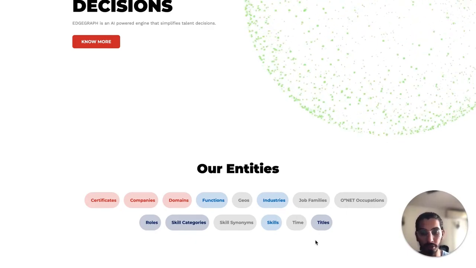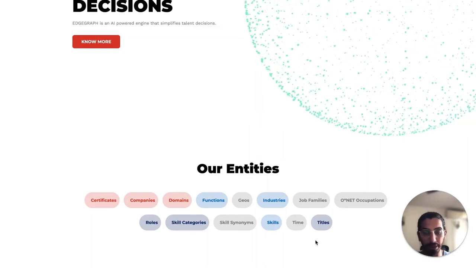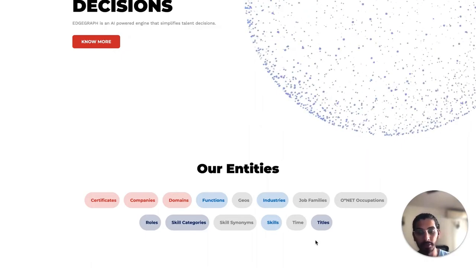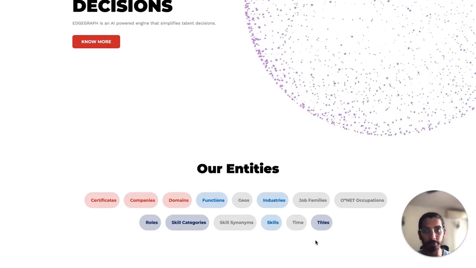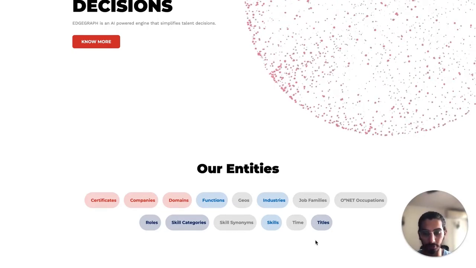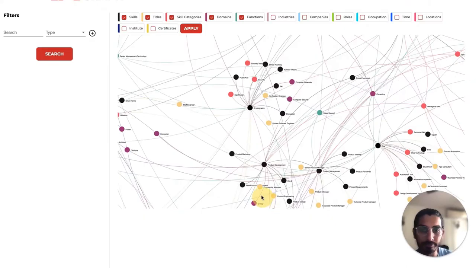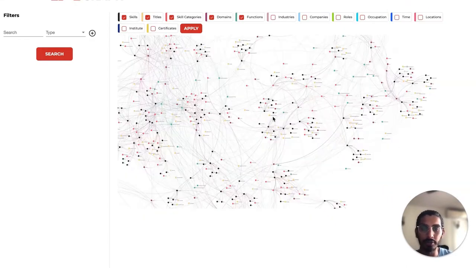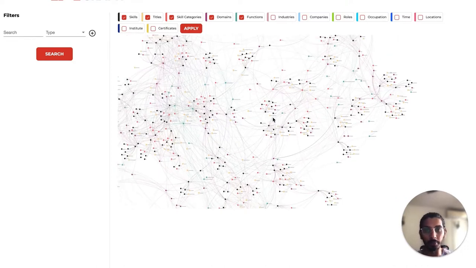So that's about the way of building the knowledge graph. Now let's jump into a few specific examples of the knowledge graph where you can see the power of the knowledge graph and you can experience it. You see, it's a huge graph. Right now, we're showing very limited information to you.